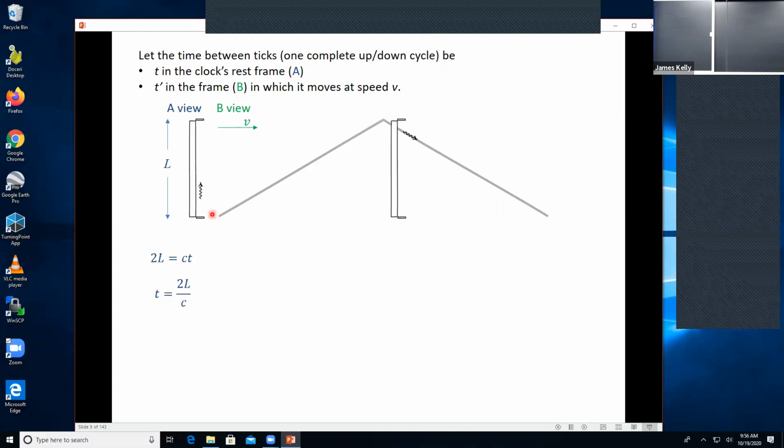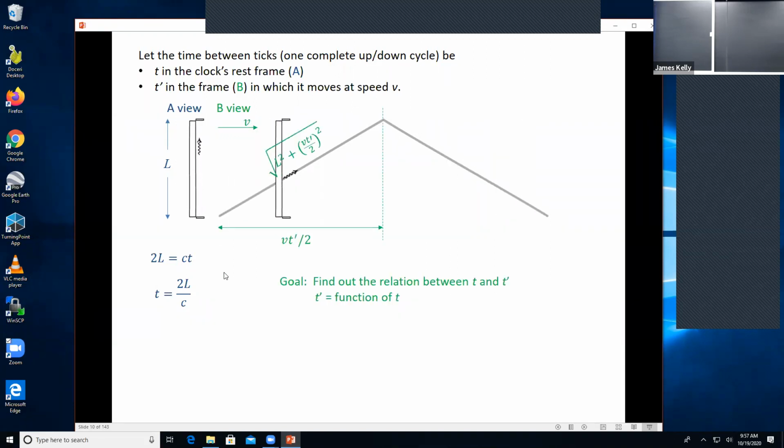So just looking at simply the A picture over here. From A's point of view, Alice, this light clock is at rest, and the distance in one tick that it has to travel is 2L, if the length of the clock is L. And this is just distance equals speed times time, right? It has to go a distance of 2L. The speed is c, the speed of light. And so I can solve for the time it takes for one up-down tick as just T equals 2L over c. Nothing profound, just distance equals speed times time, which we'll be using in this course to derive effects.